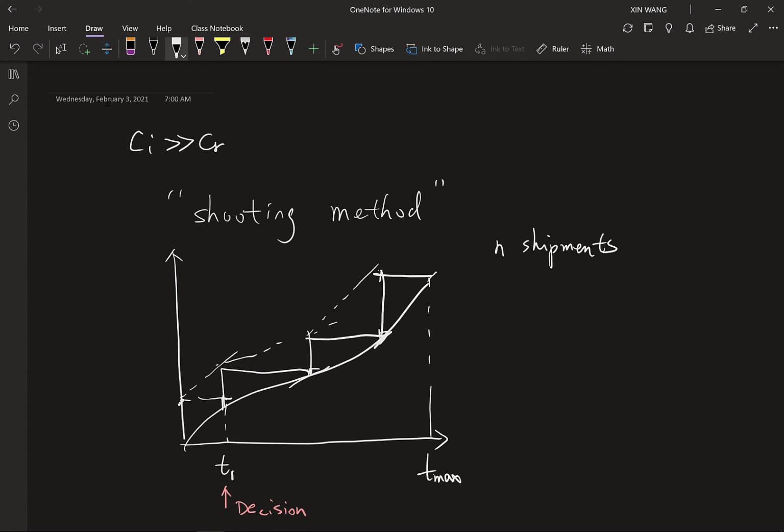After you have the total cost for each n, you just take the minimum of these costs over n.